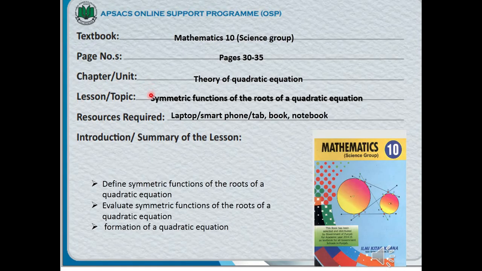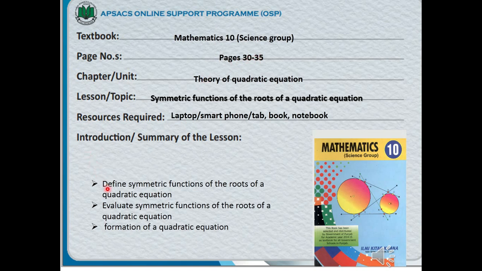Bismillahirrahmanirrahim. Assalamu alaikum students. Today the topic of our lesson is symmetric functions of the roots of a quadratic equation from unit number 2, that is theory of quadratic equations. We will cover pages 30 till 35 in today's lesson.